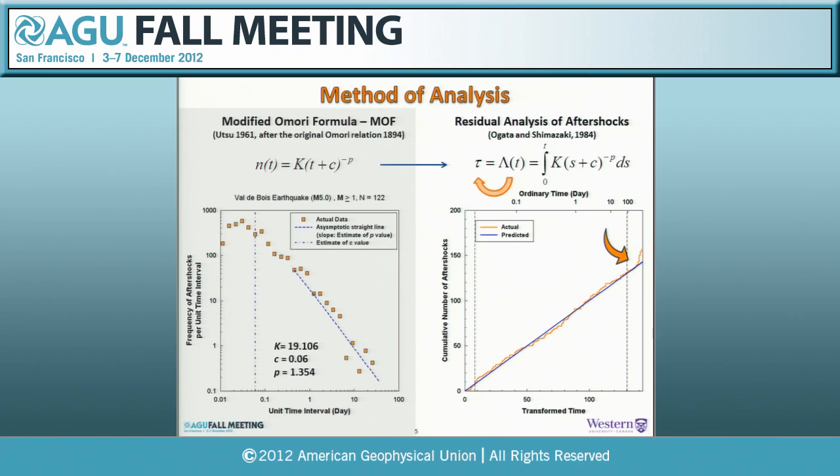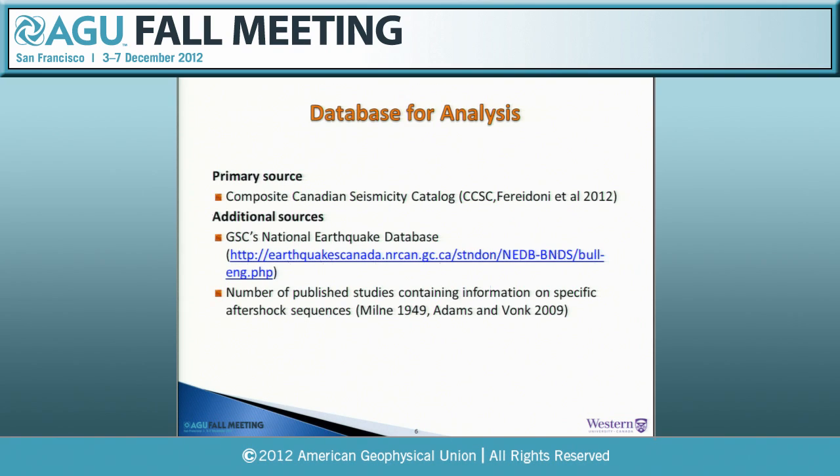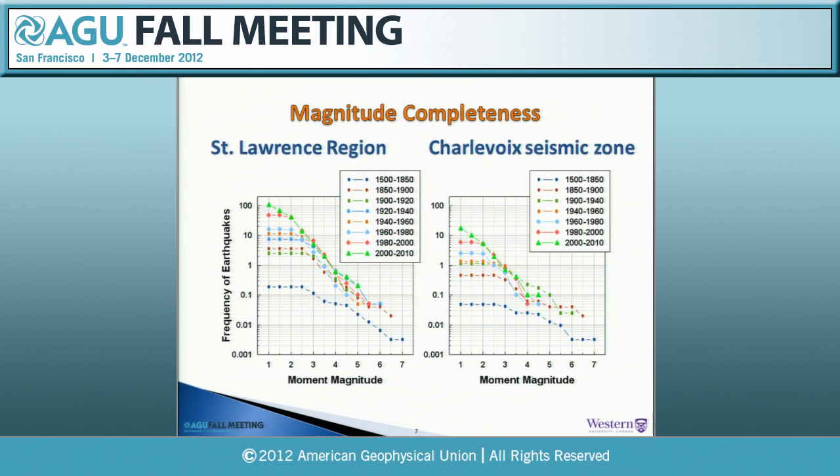Next, please. To perform this analysis, we gathered our database using a primary source of earthquakes, a composite Canadian seismicity catalog, and we enhanced our database using additional sources. All the magnitudes from additional sources were converted to moment magnitude to keep consistency with the primary source using the relation proposed in Fereidoni and others in 2012. Next, please. Because our database covers a long period of time from 1500 to present, obviously the quality of earthquake reporting is not uniform over this long period of time.